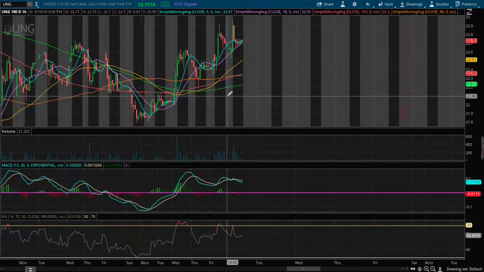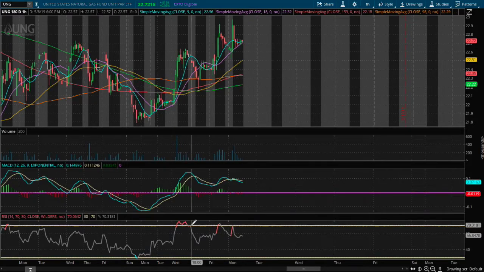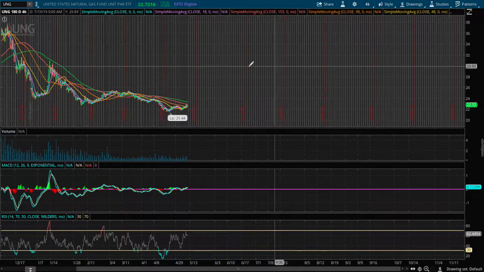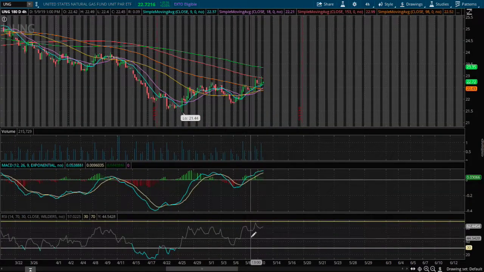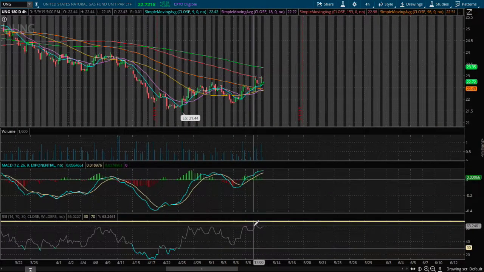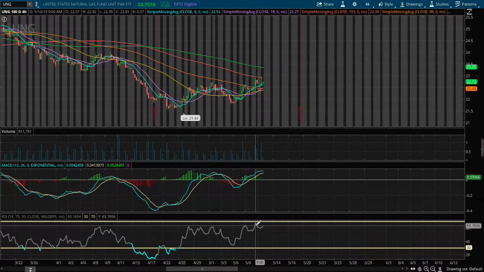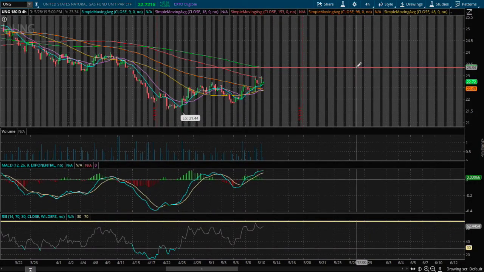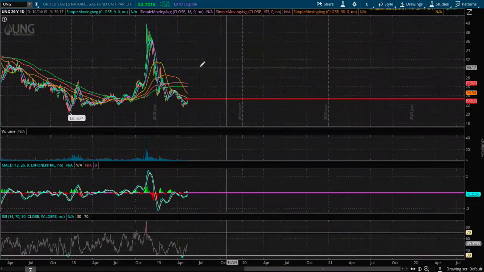We touched the overbought level several times on the 1-hour RSI, and on the 4-hour chart we have not reached the overbought level on the 4-hour RSI. I believe we may have a possibility of touching it and hitting resistance on the 200 moving average on the 4-hour chart. I'll mark that there, and that price is at 23.35 on the daily chart.